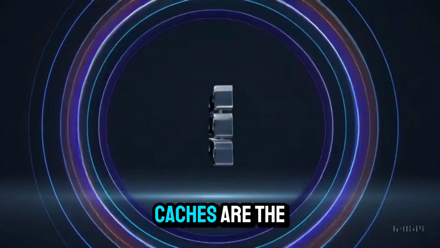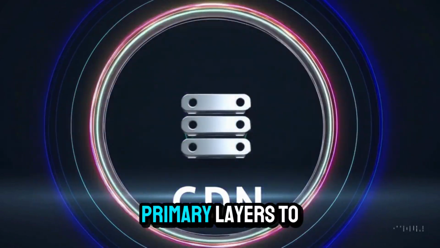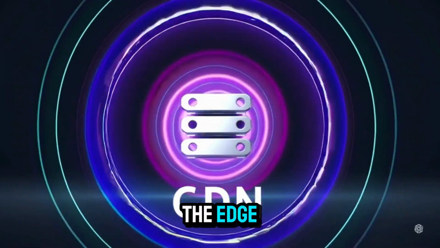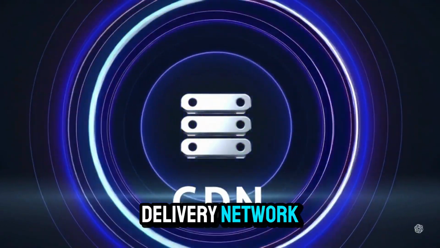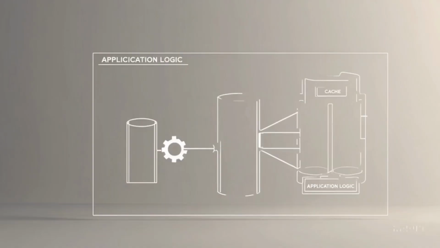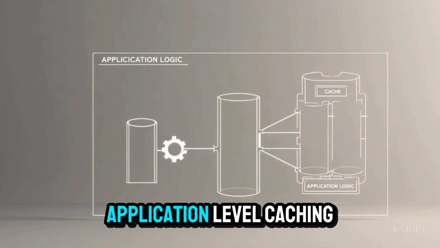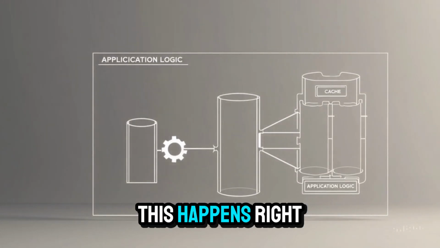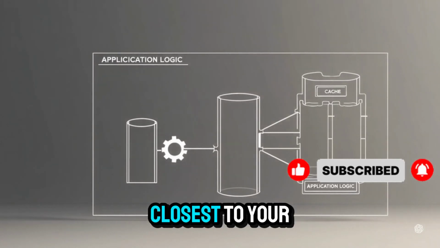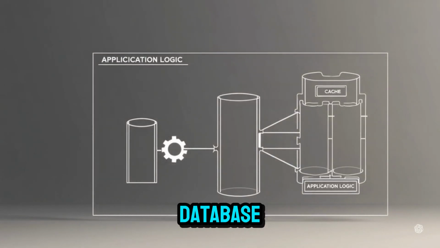But not all caches are the same. We have 3 primary layers to work with: the application layer, the edge, and the Content Delivery Network, or CDN. Let's start from the inside out. First up is application-level caching. This happens right inside your server's own ecosystem. It's the cache closest to your code and your database.